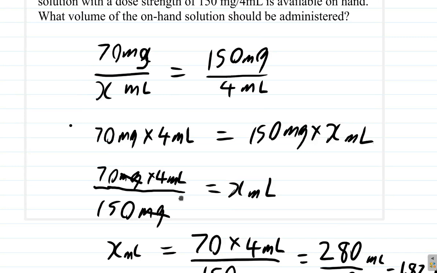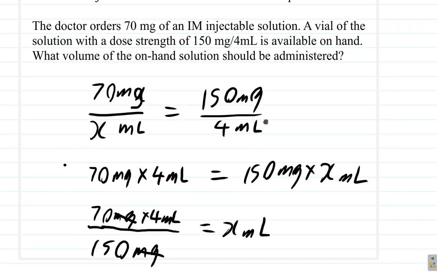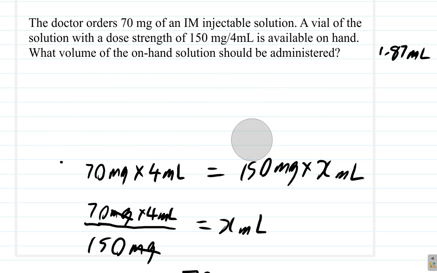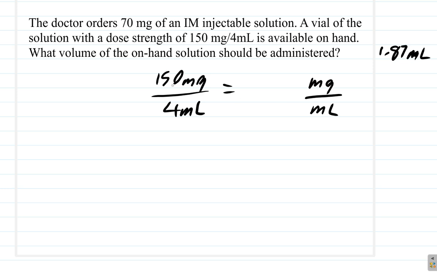Alright. Now, let's think about it again. So that's 1.87 milliliters. Let's think about it this way now. If you have 150 milligrams per 4 milliliters, this is equal to what? This is going to be in milligrams per milliliter. Or you divide down.